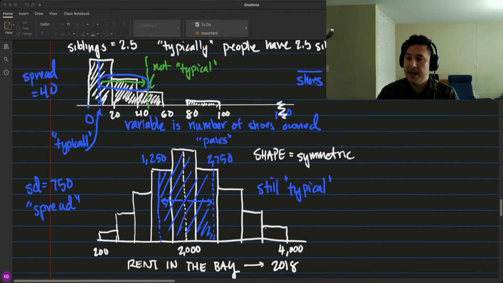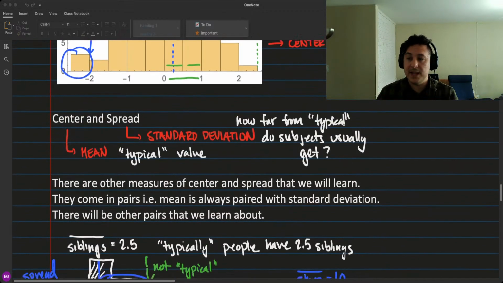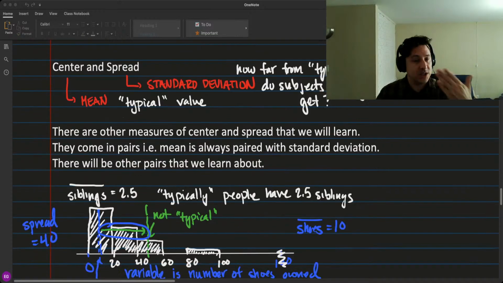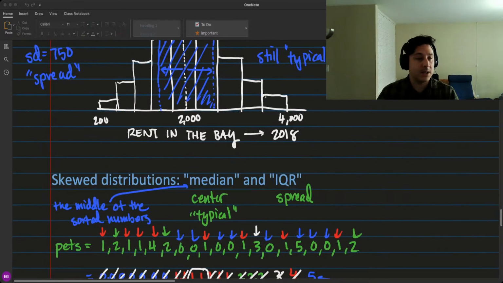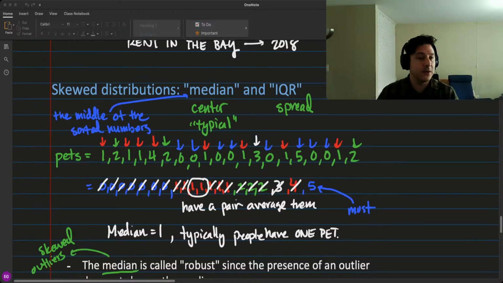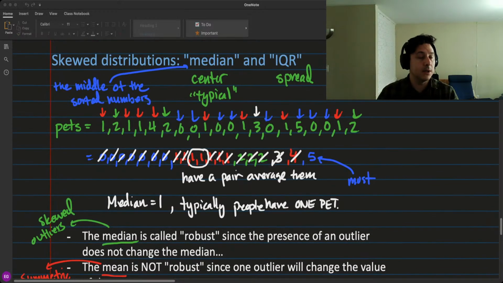We did some examples, and we talked about how you only use mean and standard deviation if the shape of your distribution is symmetric. So after that, we talked about skewed distributions. What do you do if your distribution is skewed? If you have a skewed distribution, your measure of center is going to be the median, and your measure of spread is going to be the IQR.